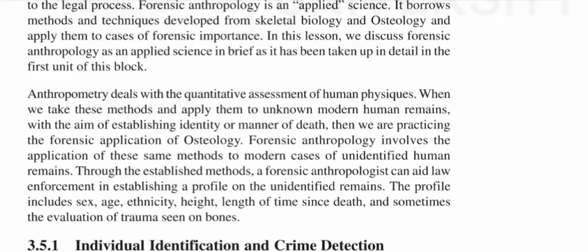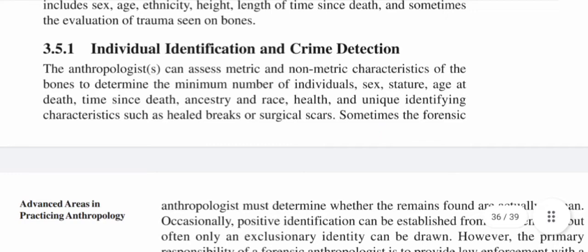Anthropometry deals with the quantitative assessment of human physiques. When we take these methods and apply them to unknown modern human remains with the aim of establishing identity or manner of death, then we are practicing the forensic application of osteology. Forensic anthropology involves the application of these same methods to modern cases of unidentified human remains. Through the established methods, a forensic anthropologist can aid law enforcement in establishing a profile on the unidentified remains. The profile includes sex, age, ethnicity, height, length of time since death, and sometimes the evaluation of trauma seen on bones.